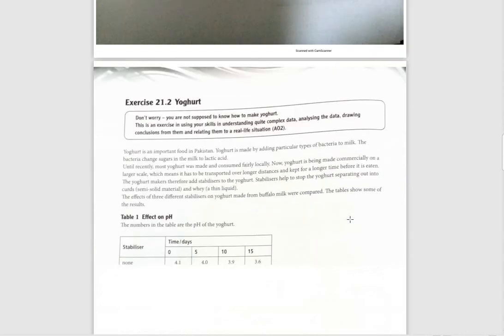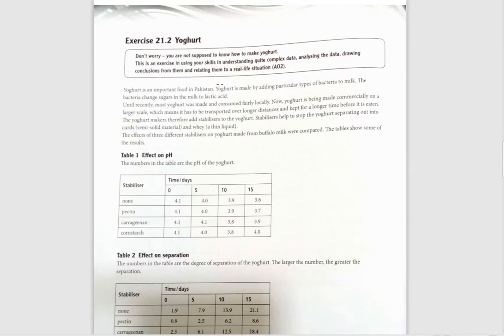I've shown you guys the picture earlier. Now moving on, the next part is exercise 21.2, which is on yogurt. So let's read the text. You don't have to know how to make yogurt, but this exercise is mainly about understanding complex data, analyzing the data, drawing conclusions from them, and relating them to a real life situation. So it's mainly on pH and the effect on separation. So let's read this out together.